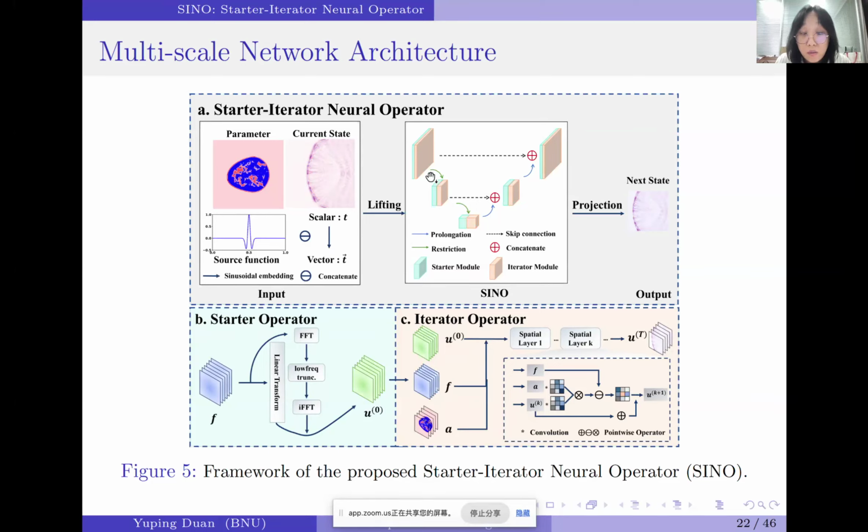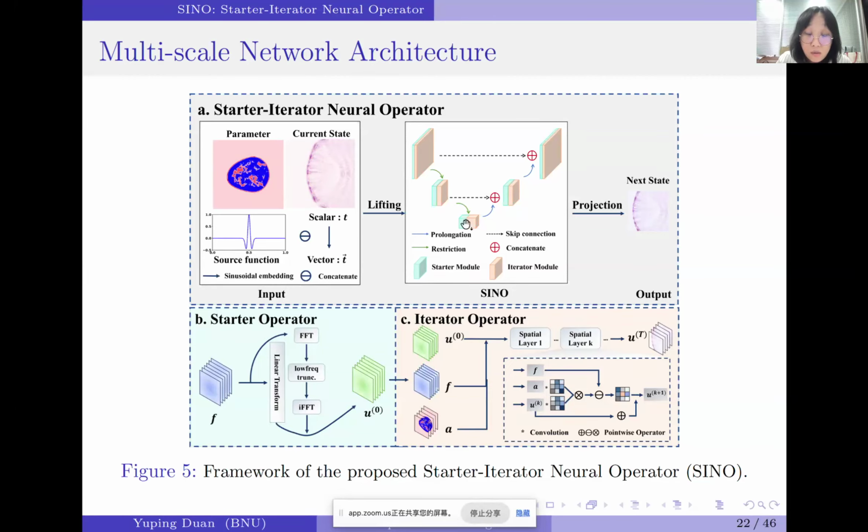The green line denotes the restriction. Restriction creates coarser representations. At each scale, it has its own starter module and iterator module. This is the detailed structure of the starter operator and iterator operator.